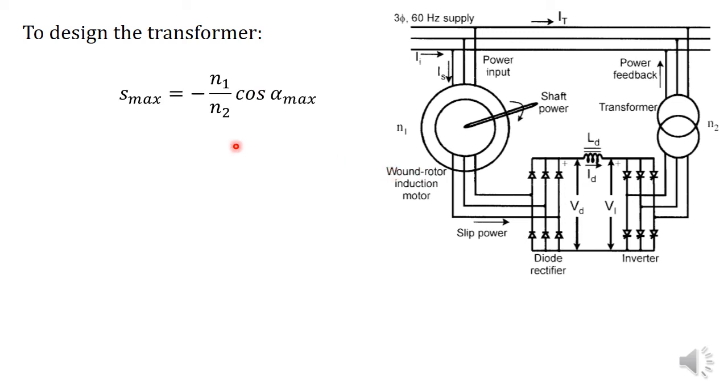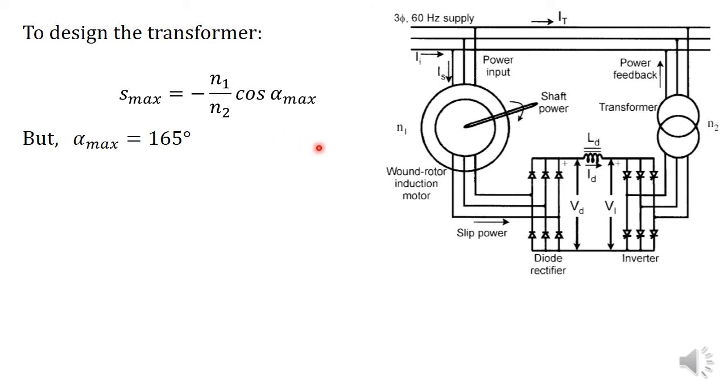So we have the expression for slip S is equal to minus N1 by N2 into cos alpha max. But for getting the lowest possible speed of the motor, the slip of the motor will be at the highest possible value. That is, the maximum possible slip at the minimum possible speed is equal to minus N1 by N2 into cos alpha max. The maximum value of firing angle alpha is equal to 165 degrees.